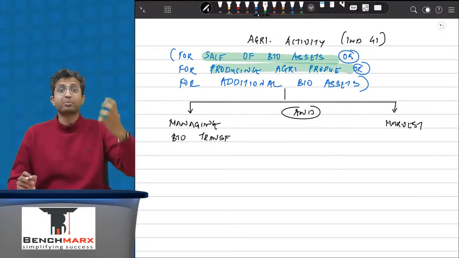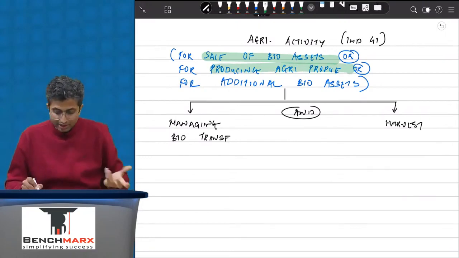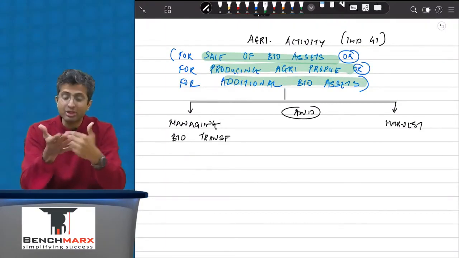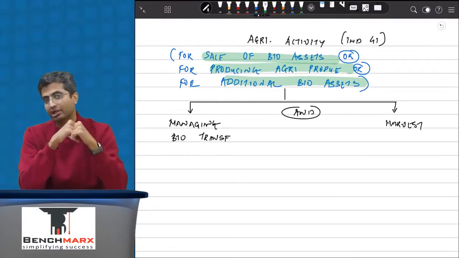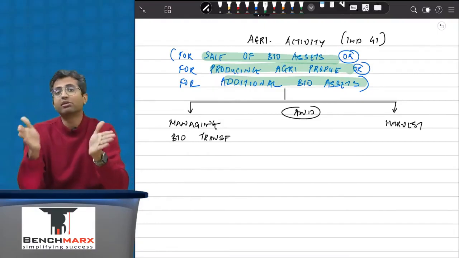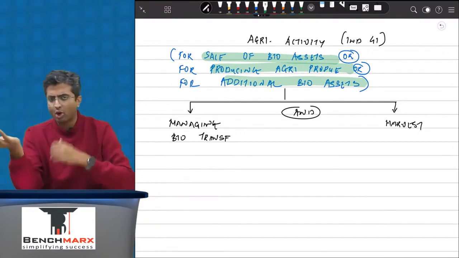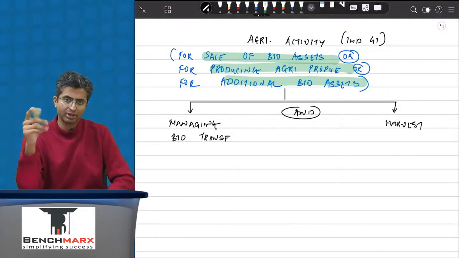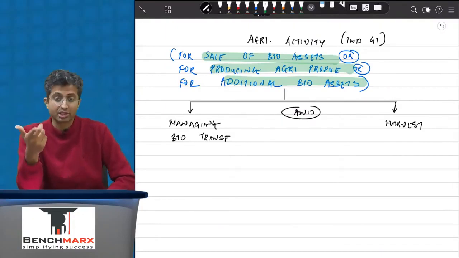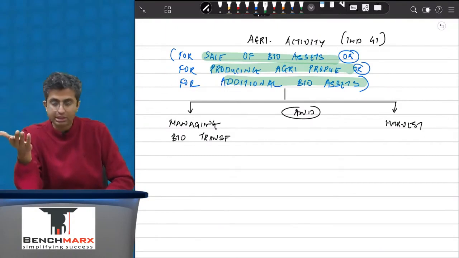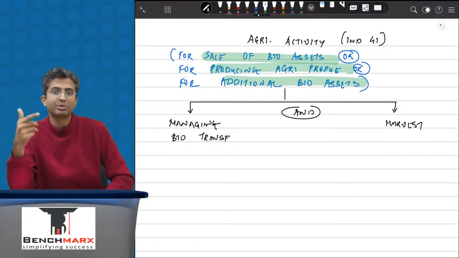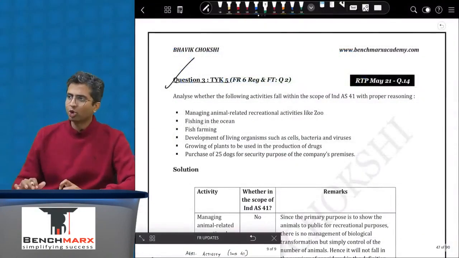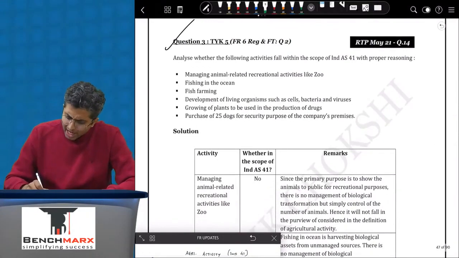I'm not using it for producing an agricultural produce. That is not my main objective. Or not for the purpose of additional biological assets, in which case it does not fall within the definition of agricultural activity. And hence, Ind AS 41 will not apply. So these animals under zoos or security dogs will go under Ind AS 16, held for the purpose of use, but not go under Ind AS 41 because they're not used for the purpose of agricultural activity. The heading of Ind AS 41 is agriculture. It is not just biological assets. Biological assets have to be used for agricultural activity. Okay, so keeping that into consideration, we will go to question number 3.